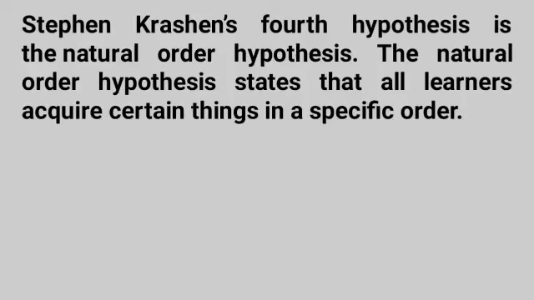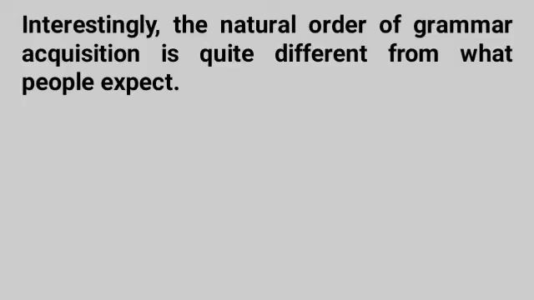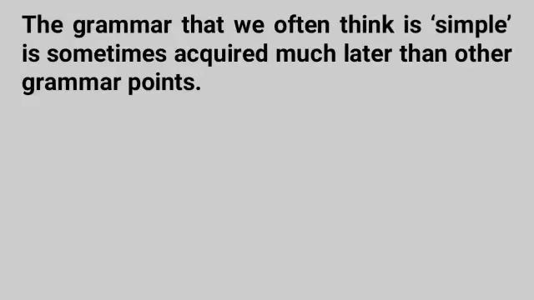Stephen Krashen's fourth hypothesis is the natural order hypothesis. The natural order hypothesis states that all learners acquire certain things in a specific order. Interestingly, the natural order of grammar acquisition is quite different from what people expect. The grammar that we often think is simple is sometimes acquired much later than other grammar points.